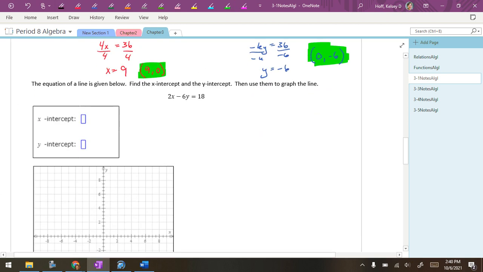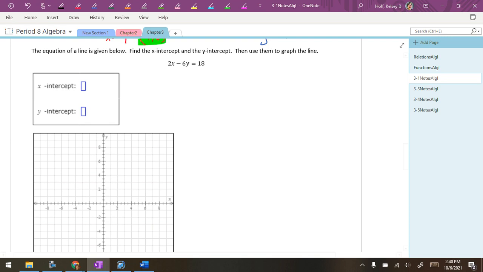So this is actually a screenshot right off of Alex. The equation of the line is given below. Find the x-intercept and the y-intercept, and then we're going to use them to graph the line. I want you guys right now, on your own, showing me work, find me the x-intercept, find me the y-intercept. Don't graph them yet.